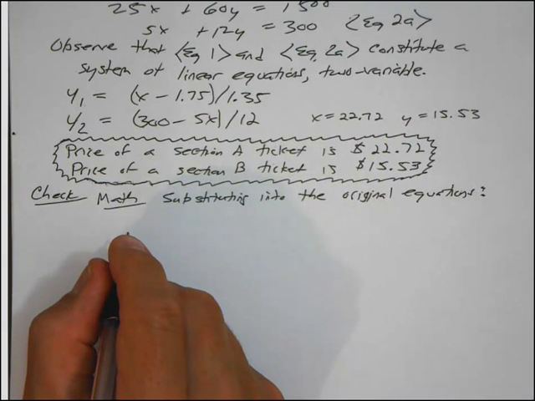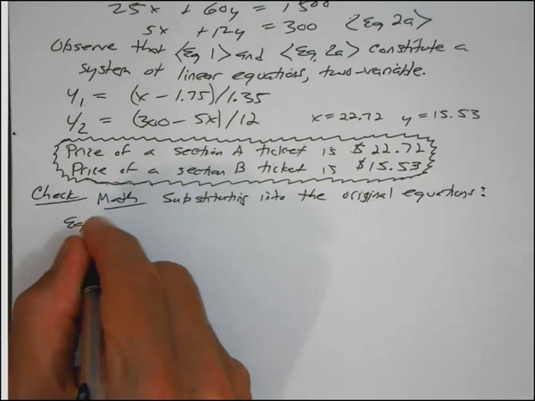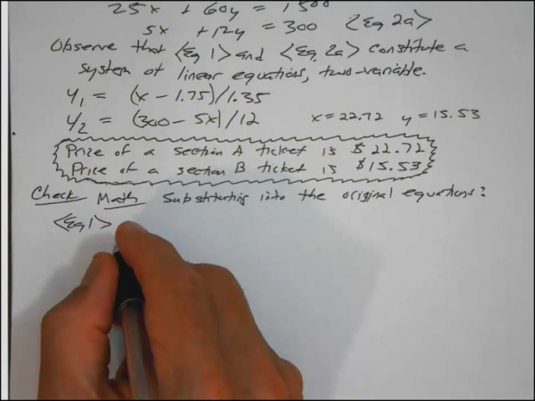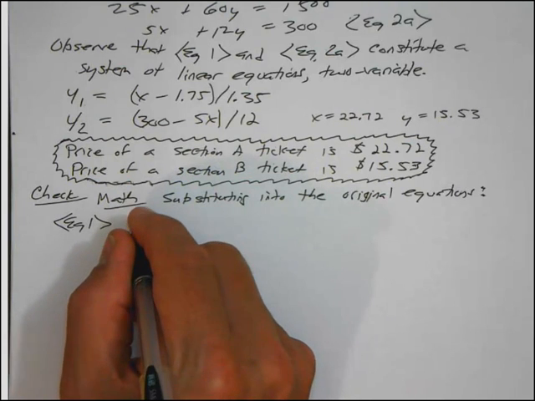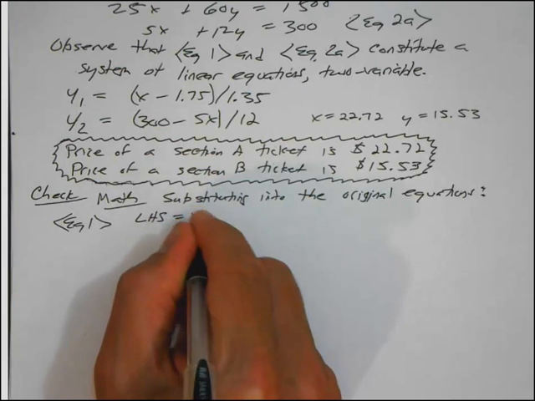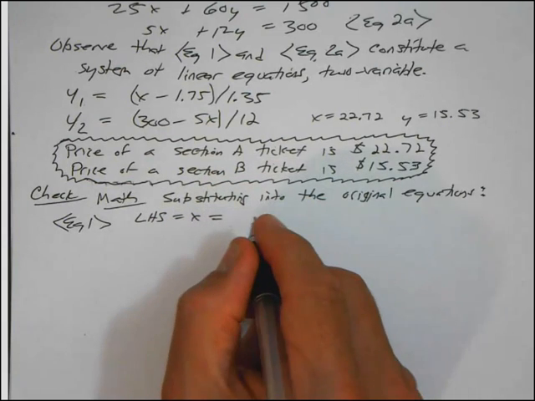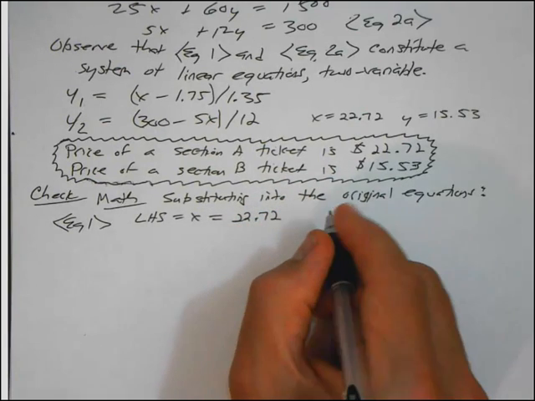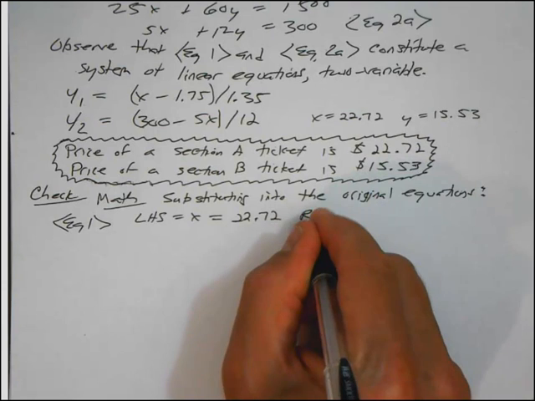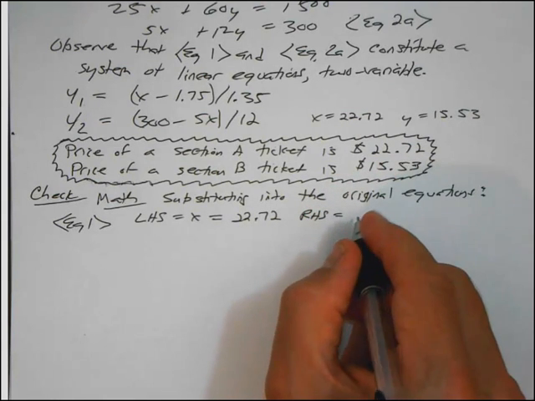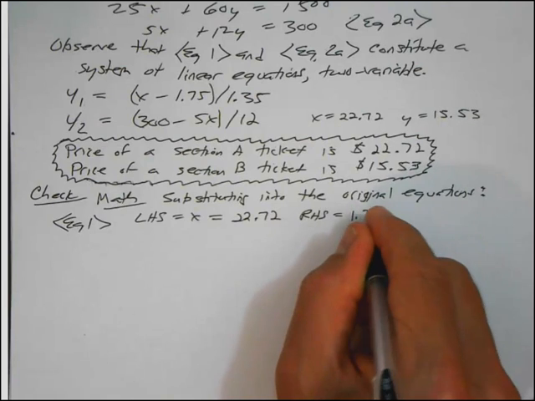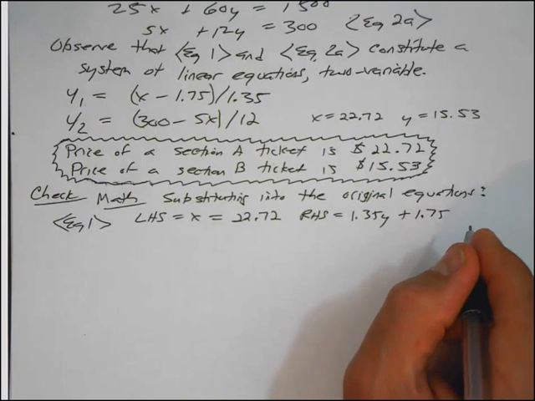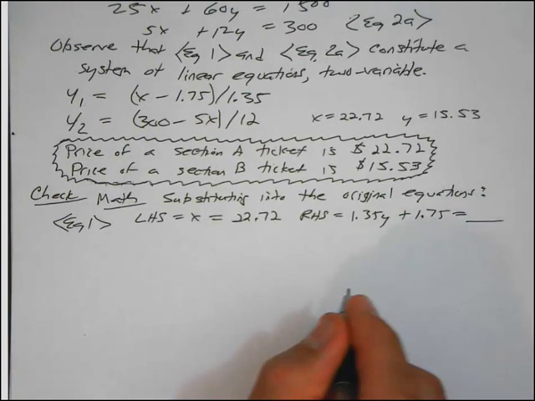Alright, let's see here. For equation 1. Equation 1 has variables on both sides. So, fairly simple left-hand side, LHS, the left-hand side equals x, and that is equal to, looking at our math answer, 22.72. Now, the right-hand side of this equation 1 is 1.35y plus 1.75. Alright, we'll see what that is using the calculator in just a moment.